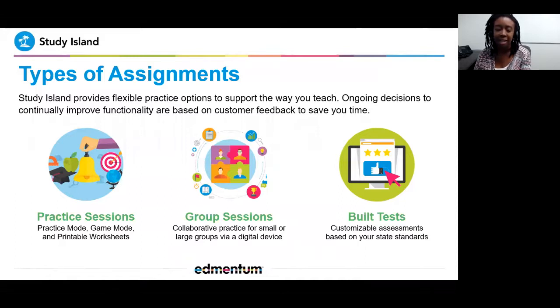Then the other type of assignment we have is the built test. It's called a test, but it could be used as any type of assignment you would like. In these assignments, you select the questions your students will see, and those questions can come from any programs available in your account. So if you have 2nd through 6th grade material in your account, you can select questions from those different grade levels and different subjects, and really hone in on the skills you want to focus on. Built test, again, can be used as a test or a regular assignment. You can assign a built test multiple times.